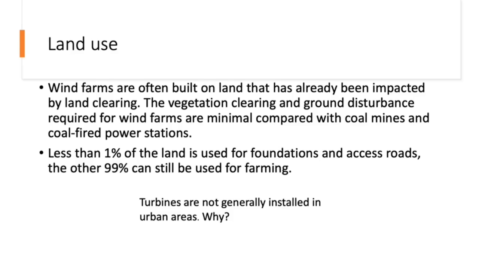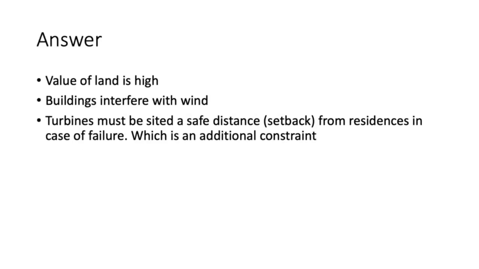Why is that so? First, the value of land is high, the buildings interfere with wind, and the turbines must be sited a safe distance from residences, hence giving it a setback and an additional constraint.